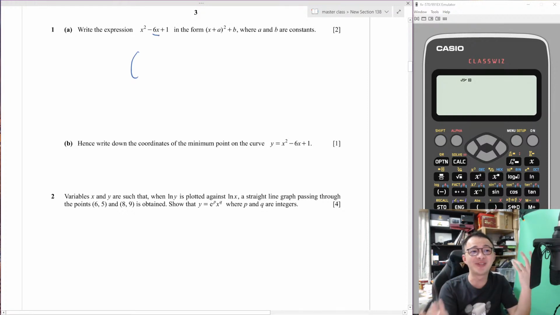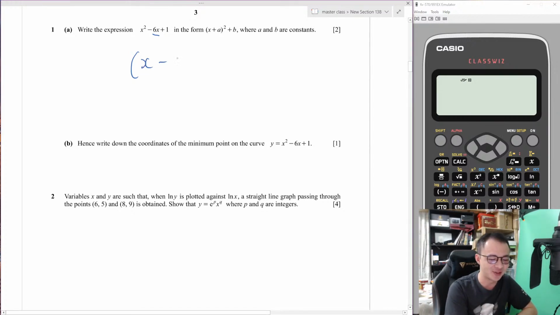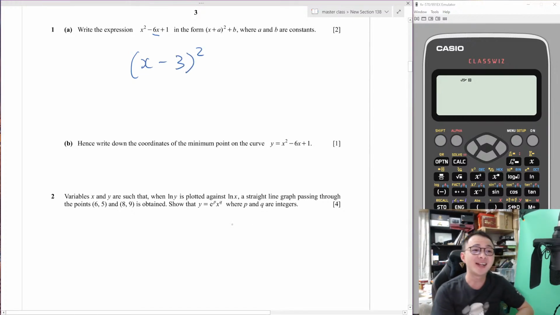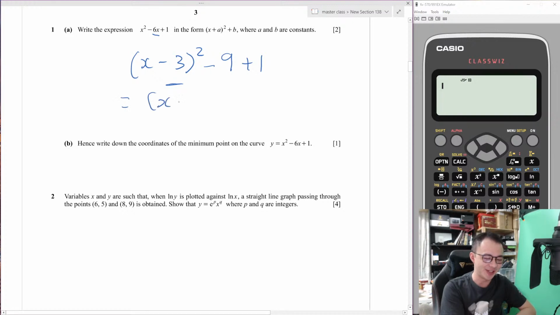Minus 6 divided by 2, what do I get? I will get negative 3, so I get x minus 3, and then I square it. The next step is I minus this number squared, which is 9, plus 1. Then I'm done, which is x minus 3 squared minus 8.